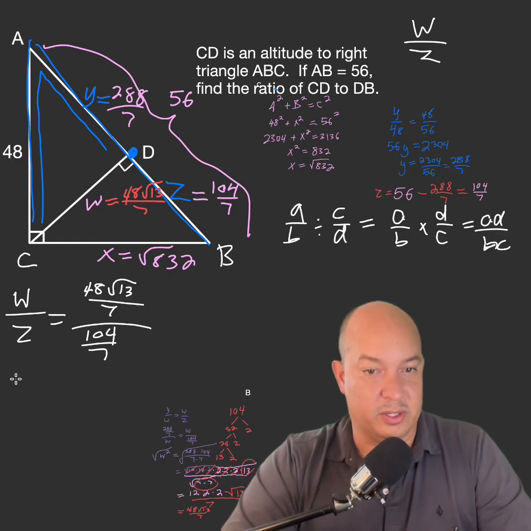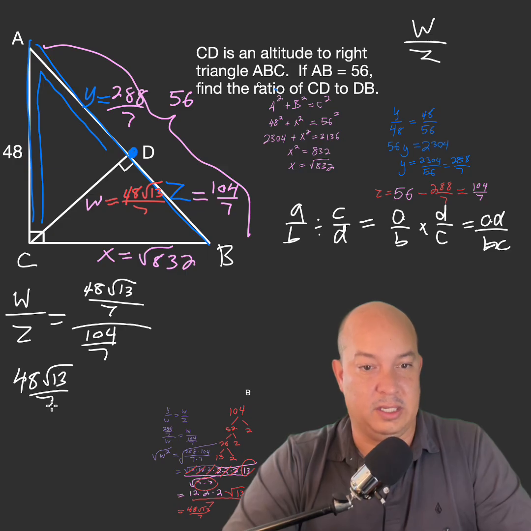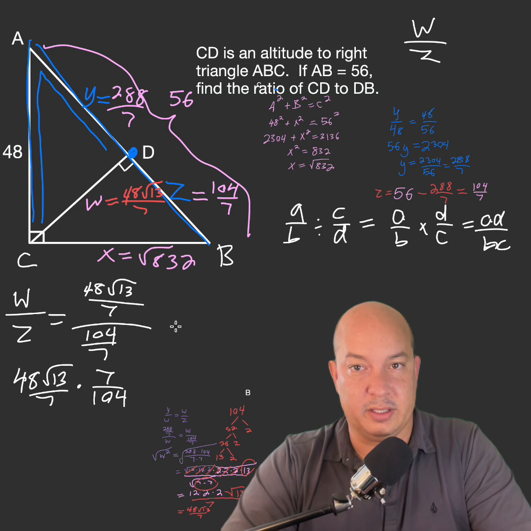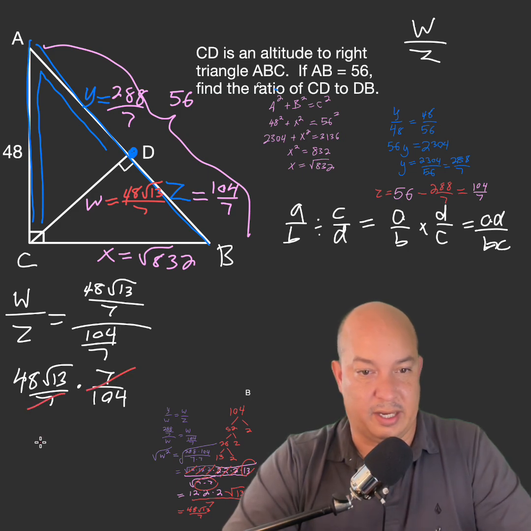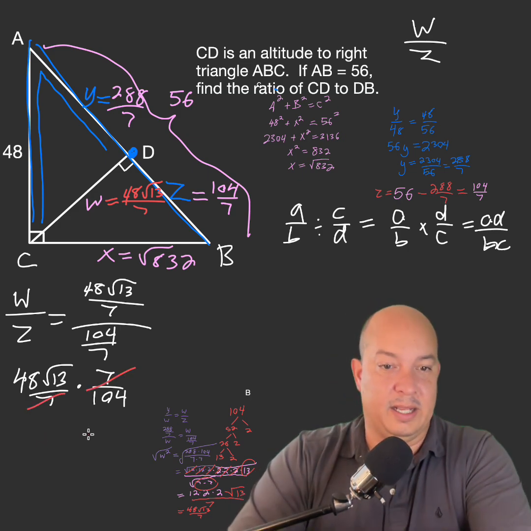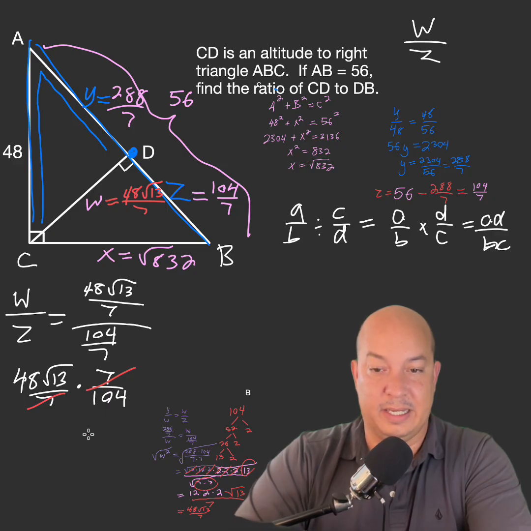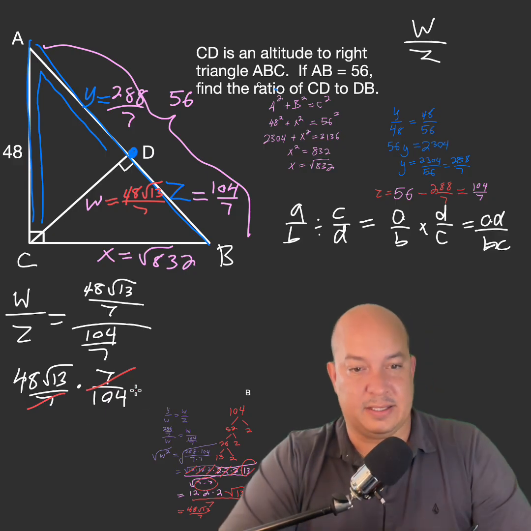So then in ours, we would keep the first one, 48 root 13 over 7. We would flip the second one, 7 over 104. And of course, we changed it to multiplication. So doing this, the 7s are canceling. And in my calculator, I'm going to put 48 on the top and 104 on the bottom, get a decimal, and then use my calculator to turn it back into a fraction. And that's 6 over 13.